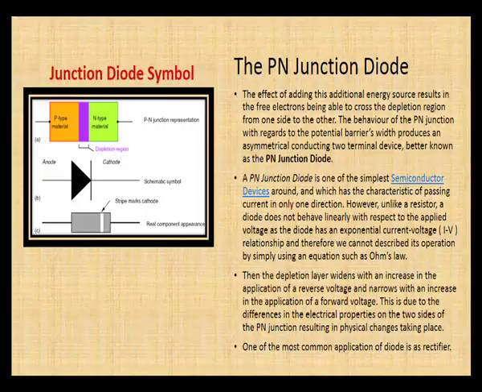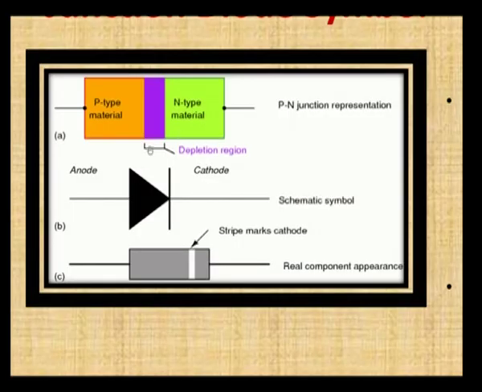It is used as a rectifier, and let us see what is the symbol of a junction diode. This is p type material, this is n type material, and this is a depletion region. As I said, it conducts the current only in one direction. This arrow mark indicates the direction of the current flow, and this is the anode terminal, this is the cathode terminal. This is the schematic of a diode, and this is how it looks physically. The stripe mark on the diode indicates the cathode.